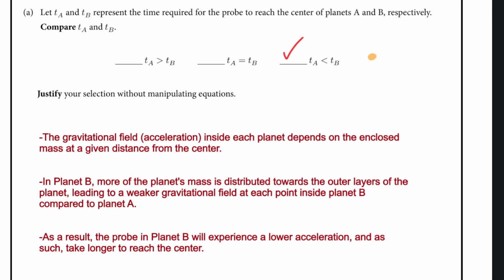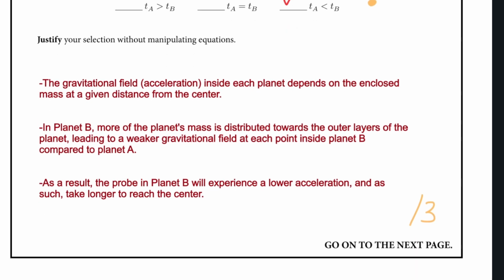So this is out of 3. So checkbox is 1 point, and then you can earn your 2 justification points independently. One for anything relating the gravitational field to the enclosed mass, and then for stating that more of planet B's mass is distributed towards the outside, leading to a weaker field inside planet B. So you have to say B has a weaker field, and you have to relate that to the gravity in the enclosed mass in the planet.